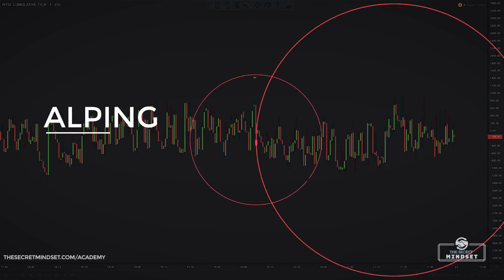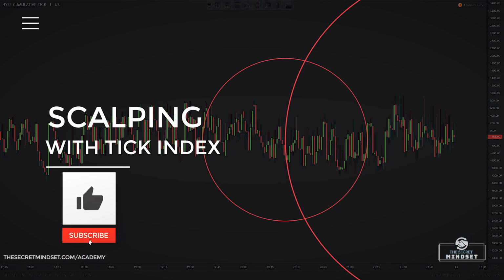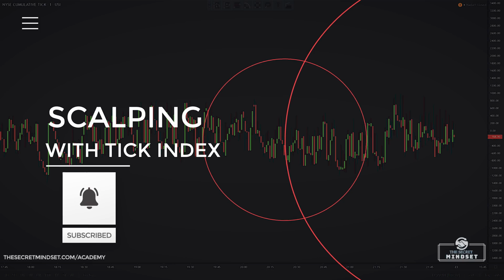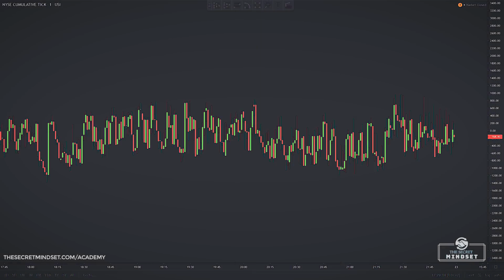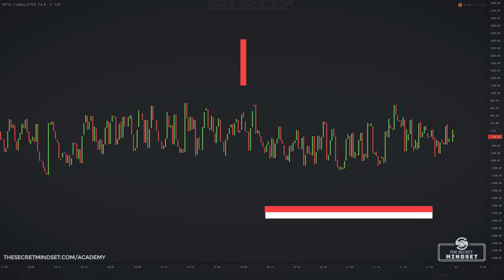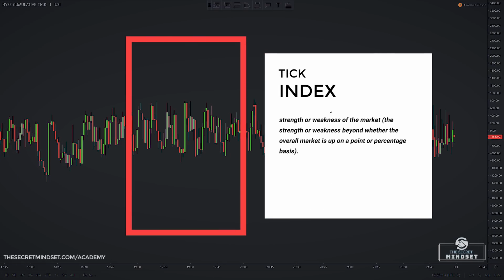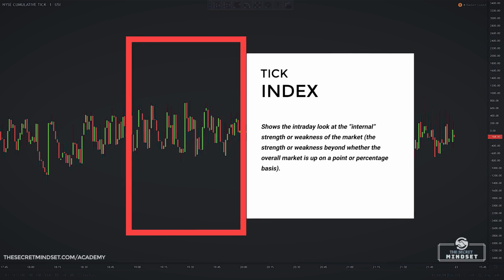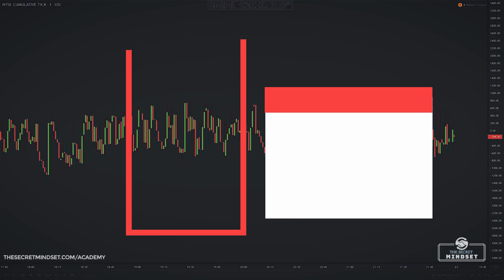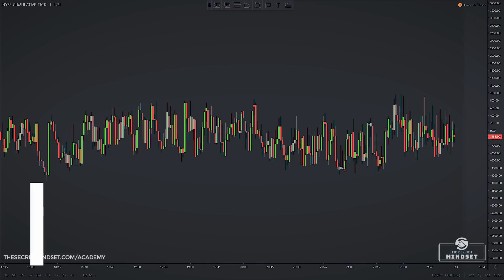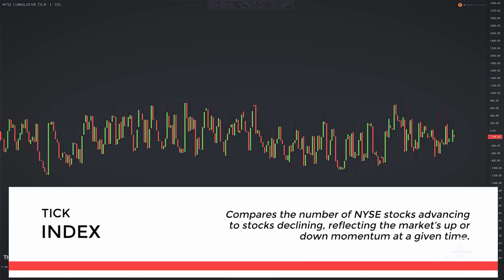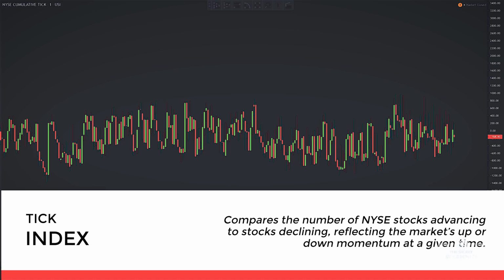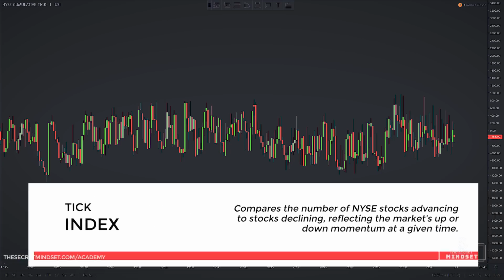Tick index is a very short-term intraday indicator that measures the bullish or bearish activity in New York Stock Exchange stocks throughout the day. The tick is an indicator that gives traders an intraday look at the internal strength or weakness of the market. That is the strength or weakness beyond whether the overall market is up on a point or percentage basis. By comparing the number of stocks advancing to stocks declining, the indicator reflects the market's up or down momentum at a given moment.